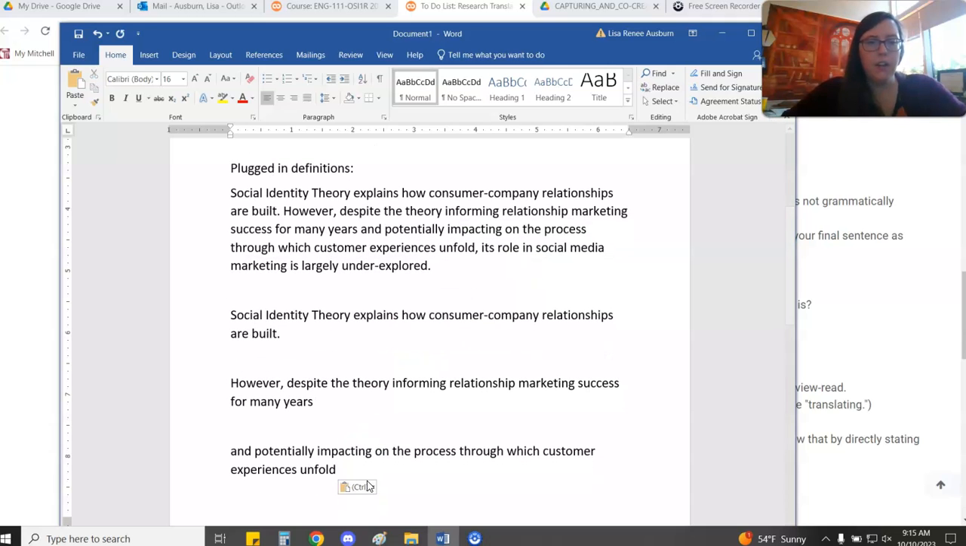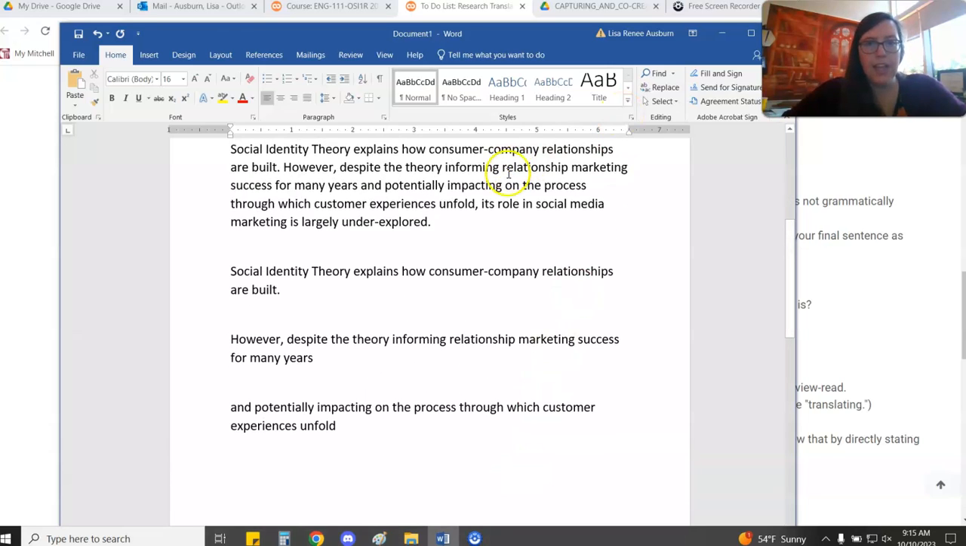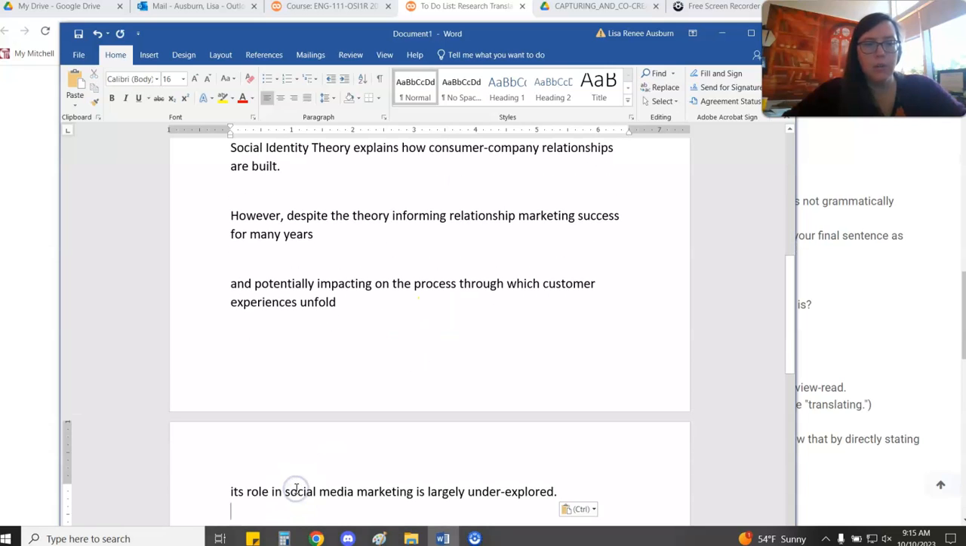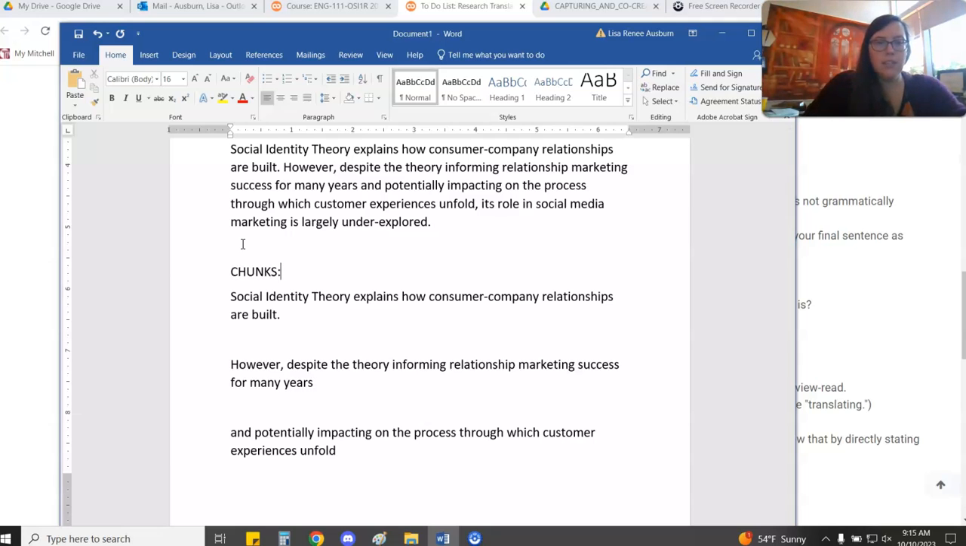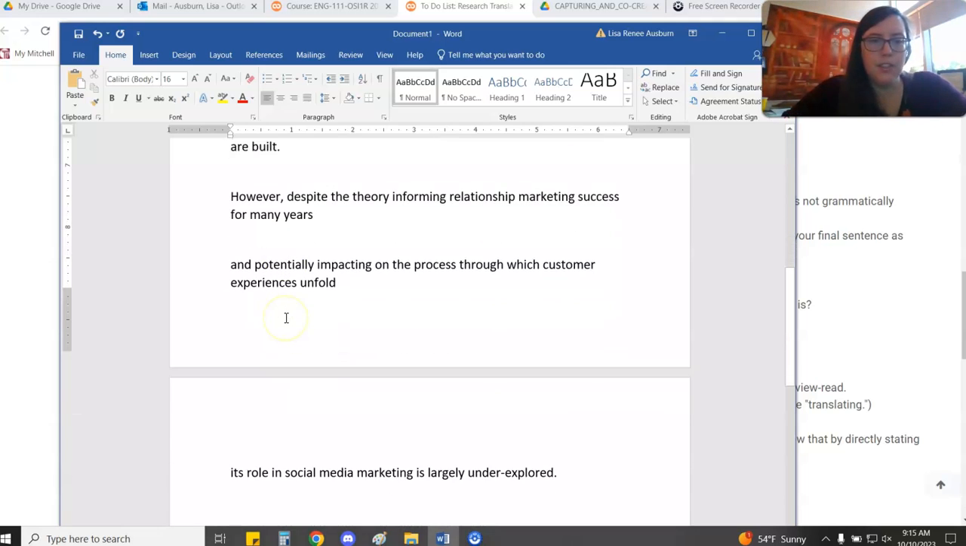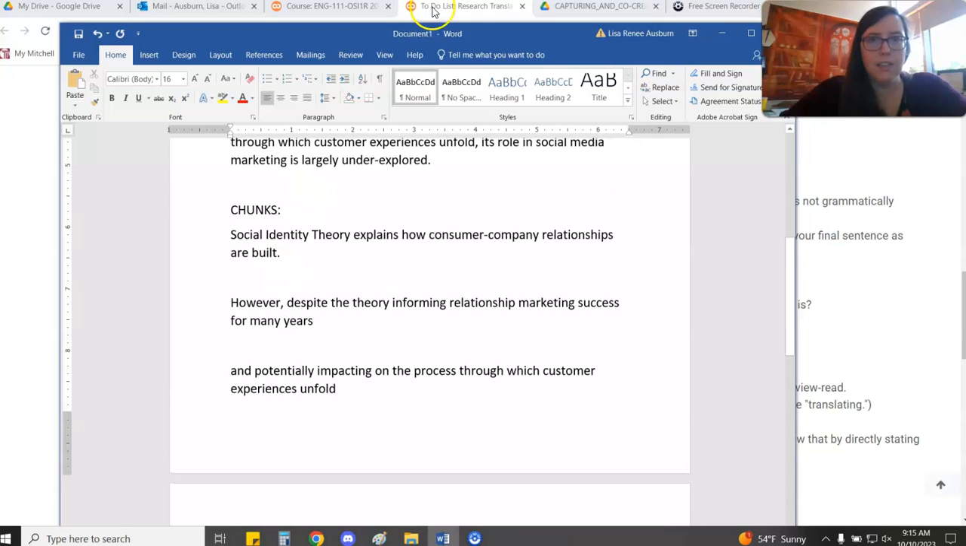So I'm going to chunk out and potentially impacting on the process through which customer experiences unfold. And then I am going to chunk out its role in social media marketing is largely underexplored. So for me, I've got 4 sentence chunks. I've got the first sentence and then 3 parts of that second sentence.